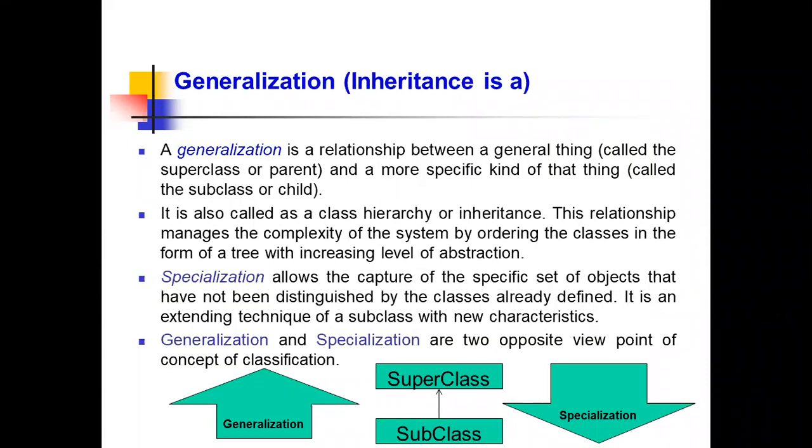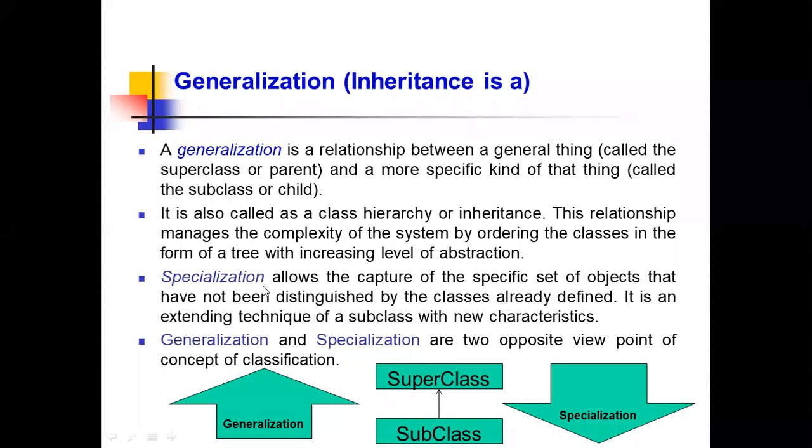The next one is generalization, that is, inheritance is a relationship. A generalization is a relationship between general things, like a superclass or parent class, and a more specific kind of thing, like a subclass or child class. It is also called a class hierarchy or inheritance. This relationship manages the complexity of the system by ordering the classes in the form of a tree with increasing levels of abstraction.